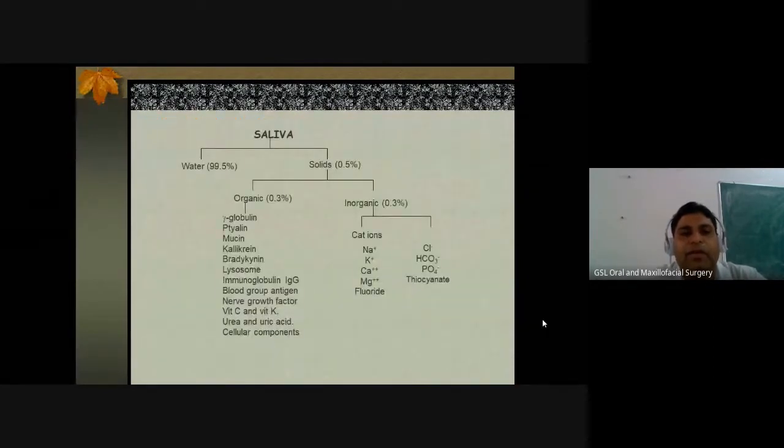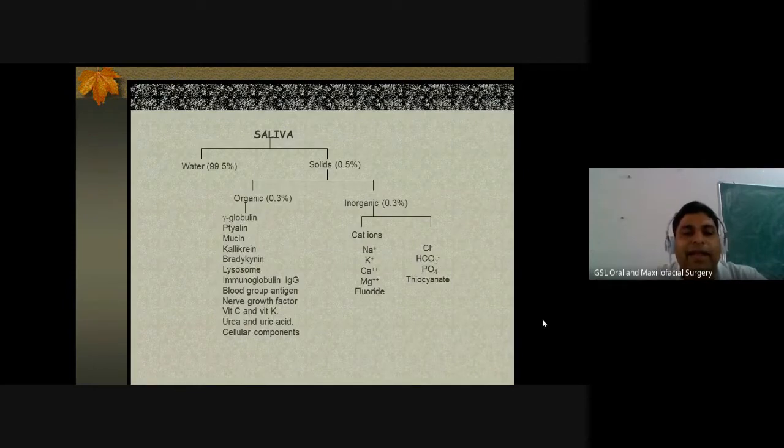Let's see what is the composition of saliva. Saliva includes water, which is the major component at 99.5%, and the other 0.5% is solids, which include organic and inorganic. Inorganic includes sodium, potassium, calcium. Organic includes mucin, one important, bradykinins, kallikrein, lysozymes, immunoglobulins, and other things.